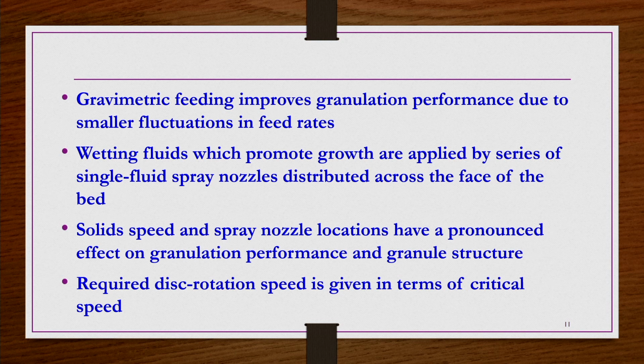The required disc rotation speed is given in terms of critical speed. In general, there is a critical speed for rotating this disc, because if the rotational speed of the disc is very small, the particles may be sliding over. If the rotational speed of the disc is very large, then the particles may be thrown out of the disc. So, both of them are not required. That is the reason there should be a critical speed of rotation for this disc granulator. So, the disc should be rotated below that critical speed only.